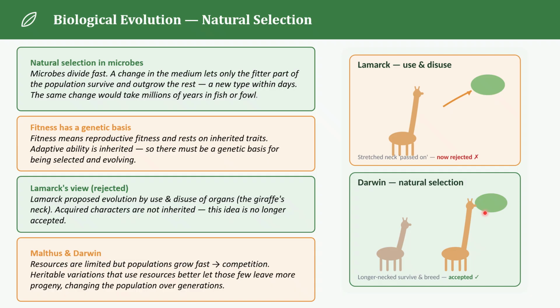Next we are going to see Malthus. Darwin was also influenced by Thomas Malthus. Malthus explained that resources are limited, but even with limited resources, the population grows very rapidly. So automatically a competition is created, right? Only organisms with favorable inherited variations survive and reproduce. This idea helped Darwin to explain natural selection.